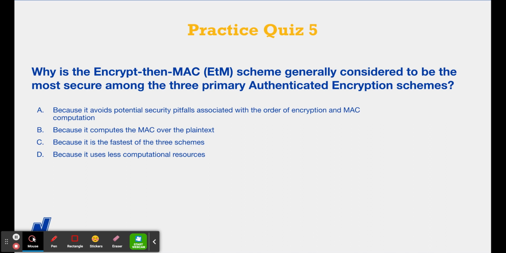And then the correct answer for this one is A. The reason behind this is that the encrypt then MAC (ETM) scheme is generally considered to be the most secure of the three primary authenticated encryption schemes. This is because it avoids potential security issues that can arise when a MAC is computed before encryption, such as the MAC then encrypt, or when the MAC is computed on a plaintext rather than a ciphertext, such as the encrypt and MAC.